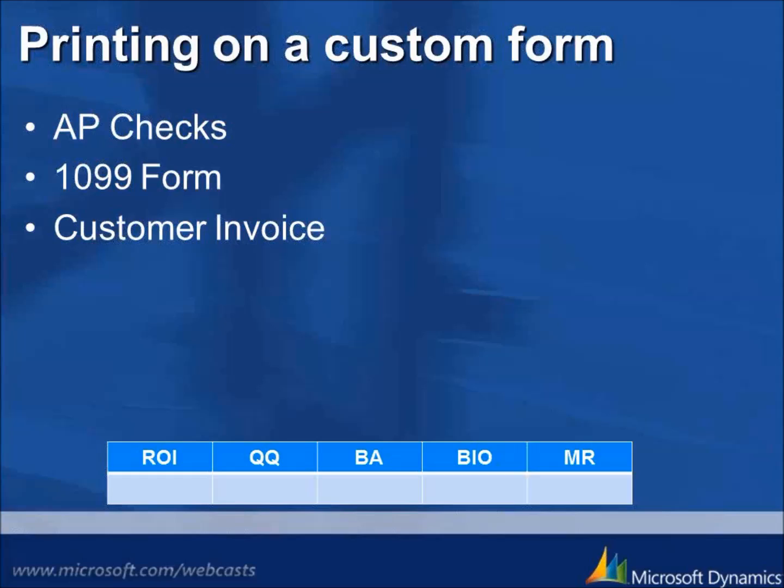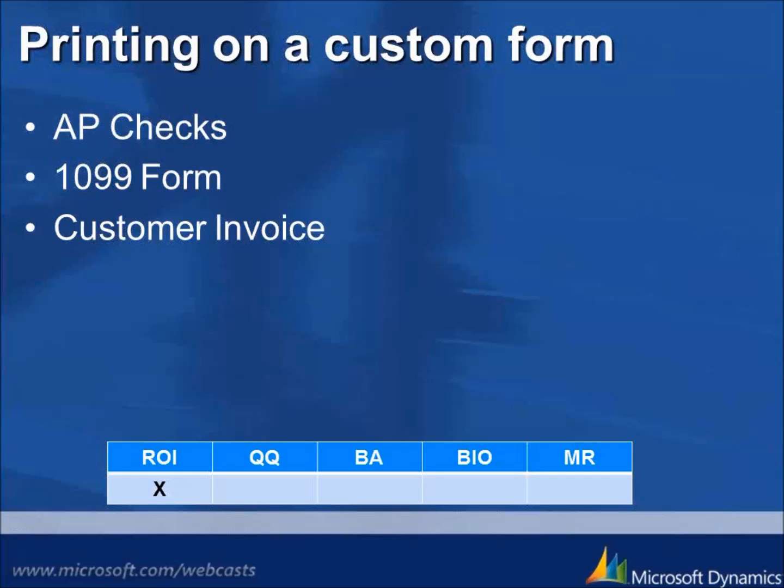So for example, if you needed to print on a custom form, such as an AP check, a 1099 form, a customer invoice, something special, maybe something new, what is the best solution? Well, we would point you to ROI, the RO interface, using Crystal or using the SSRS reports. That's your best tool for Dynamics SL if you need to do this kind of printing.